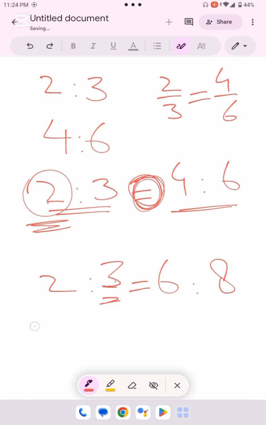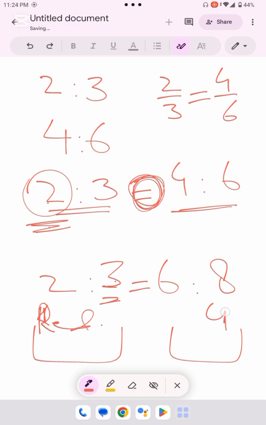That means if there is a basket of red balls and a basket of green balls, if you place two red balls, then you have to put three green balls. One, two, three. Now again, if you put two red balls, you will again put three green balls.